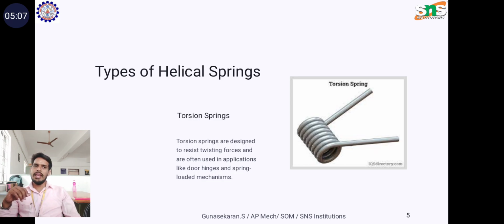Here, the structure: the spring consists of tightly wound coils, usually with legs or ends that are attached to other components, when torque is applied to the ends. Here, also, applications are in garage doors, clocks and watches, and automotive.